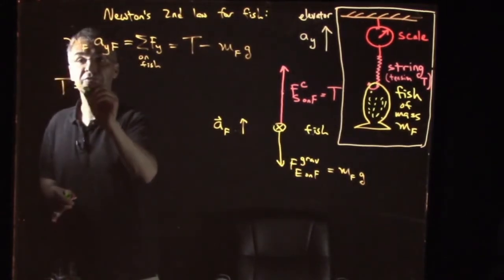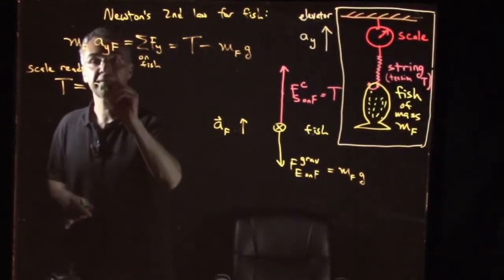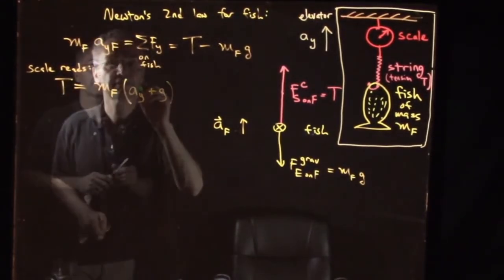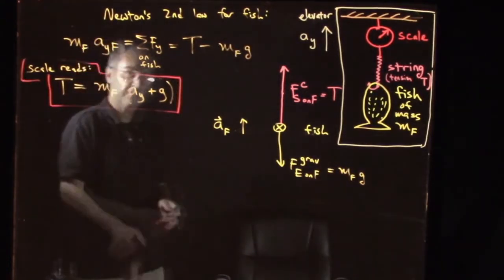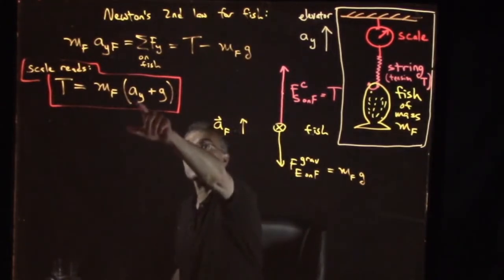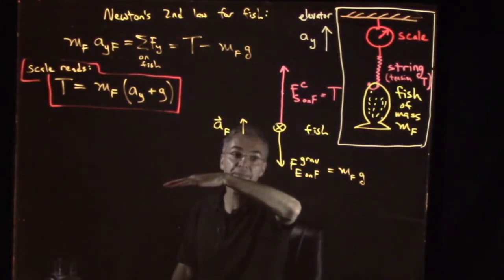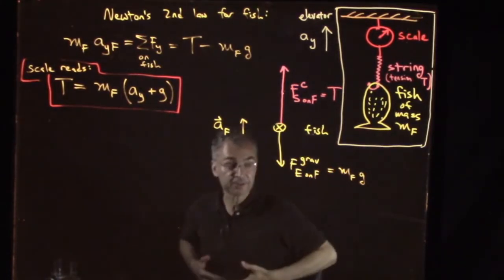So this tension, which is what the scale reads, equals the mass of the fish times (a sub y plus g). Yeah, actually that's worth circling, squaring. So what does that tell you? That tells you that if the elevator is not accelerating, so maybe it's just standing still, maybe it's moving at constant velocity, then... Usually in an elevator, you can feel it in your gut, right?